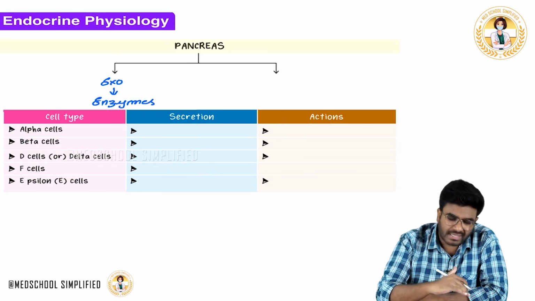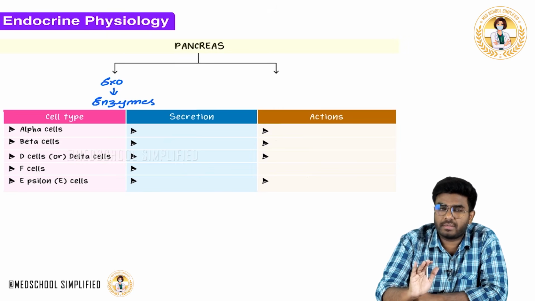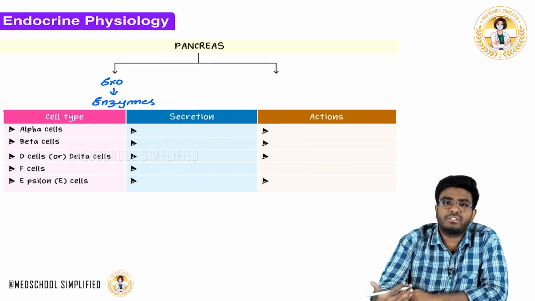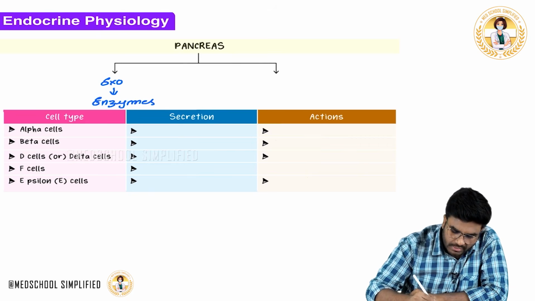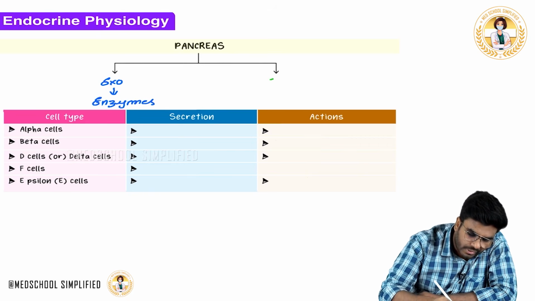These enzymes are not released into the blood. The enzymes are released into the gut. They will help in digestion of the food. Now what is the other function? The other function of the pancreas is the endocrine function.